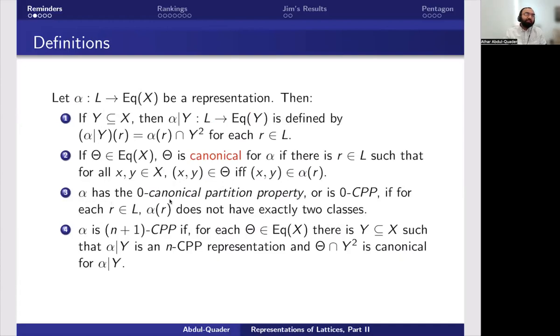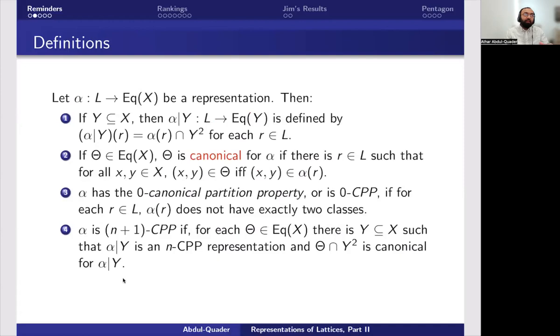Alpha has the 0 CPP property, or zero canonical partition property, if for each R, alpha of R does not have exactly 2 classes. We saw last time that this property was important when we were trying to show that a particular type we were generating was going to be complete. Alpha is n plus 1 CPP if whenever you have an equivalence relation theta, you can find a subset Y of X where alpha restricted to Y is n CPP and theta is canonical for alpha restricted to Y.